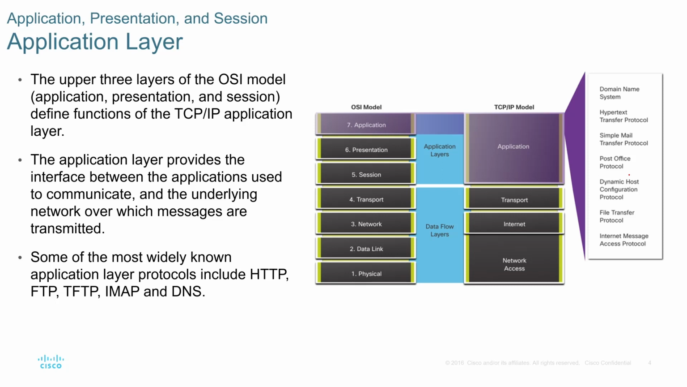At the application layer, we provide services to applications. In itself, it is not an application, but it provides the necessary services to applications that we may have so that they can efficiently and effectively communicate with other computers. Some of the protocols that we provide services for would be domain name system, hypertext transfer protocol, simple mail transfer protocol, post office protocol, dynamic host configuration protocol, file transfer protocol, and internet message access protocol.